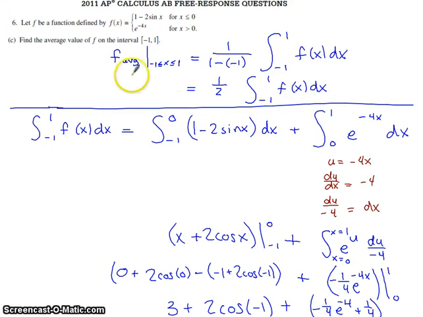And so the average value of a function formula is this: 1 over the difference between the interval that you're considering times the integral of that function across the interval that you're considering. And so I just simplified this a little bit. 1 minus -1 got me a 1/2 out in front. And now it's a matter of trying to compute this.